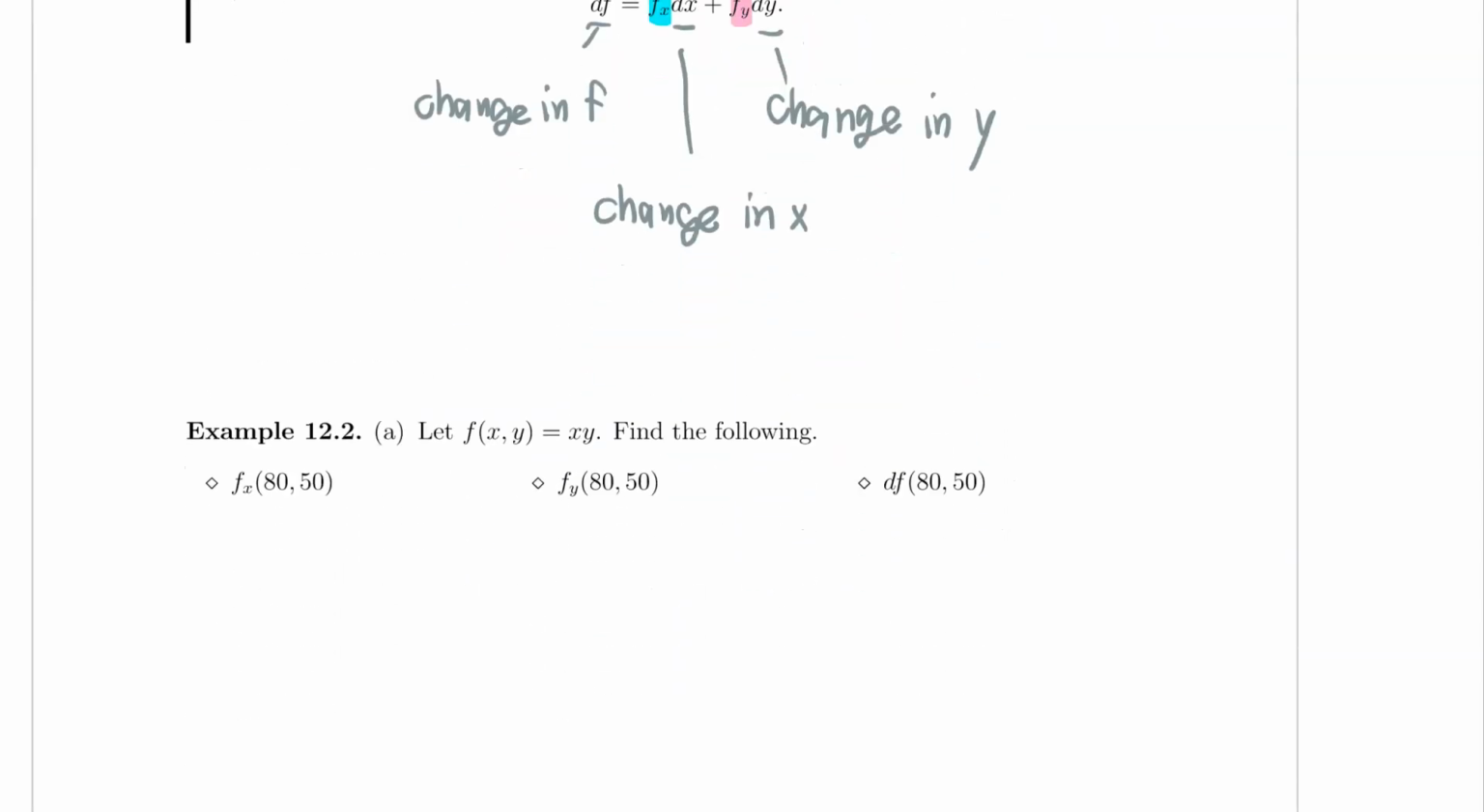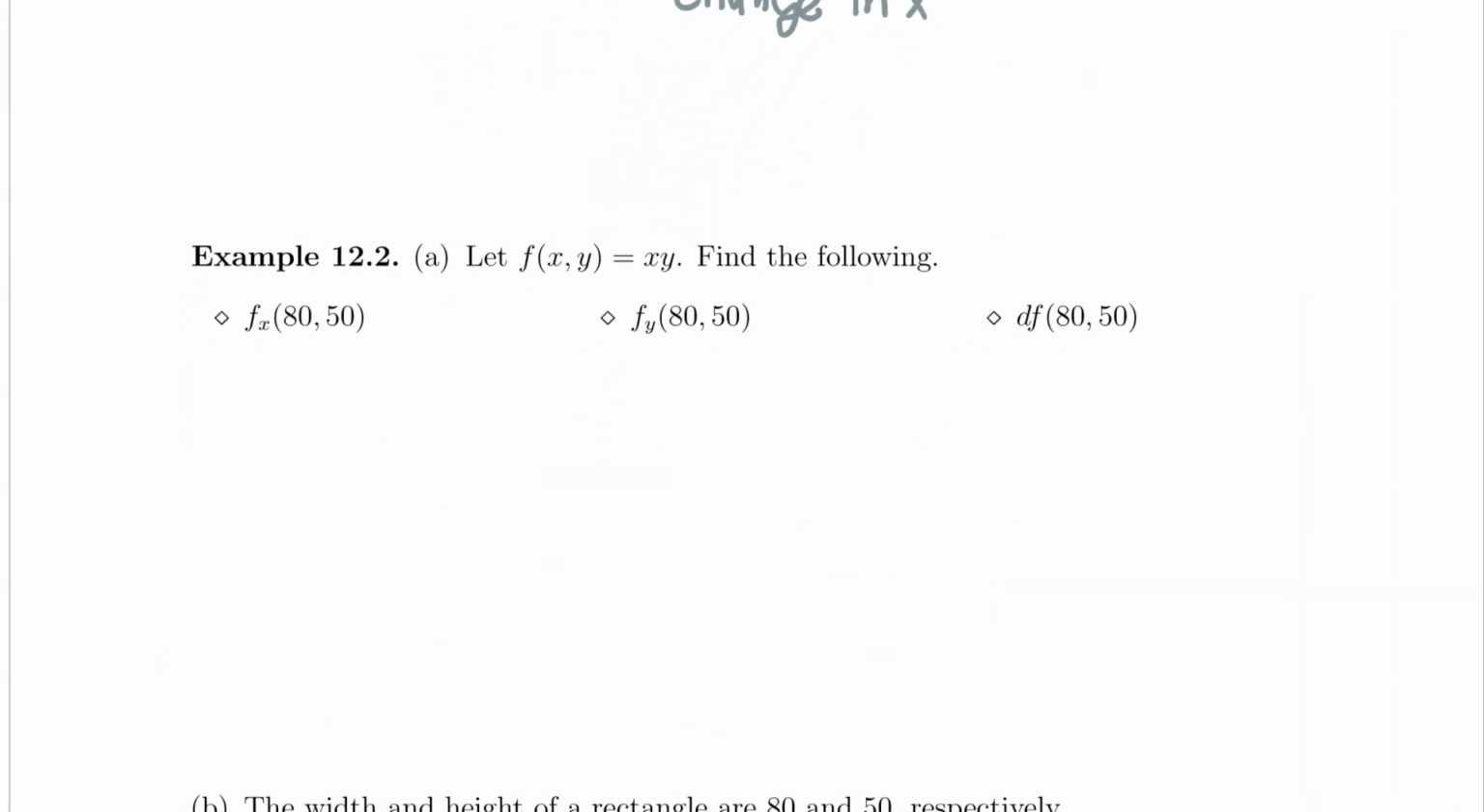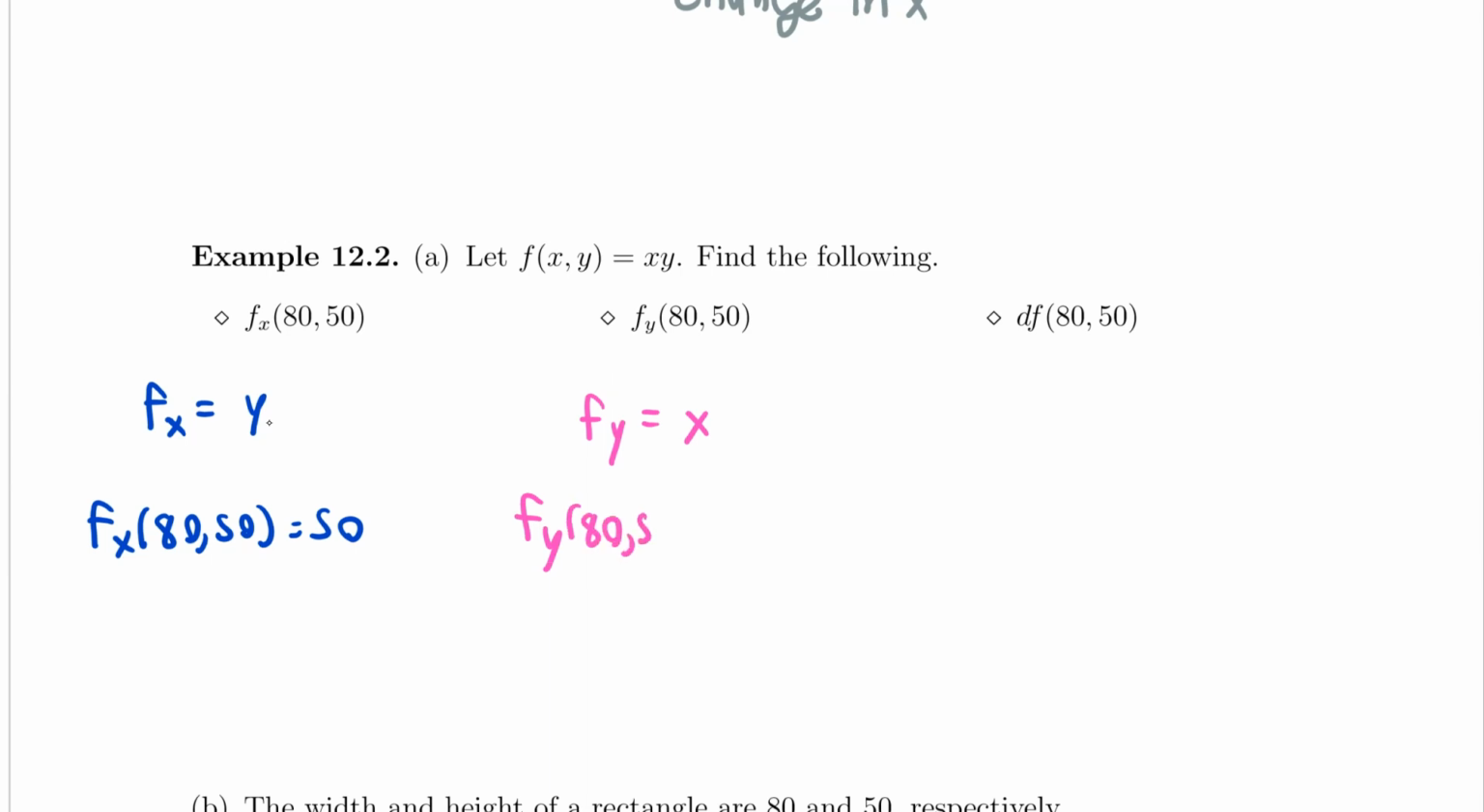So let's see what this means in this example here. Let's say my function is just x times y. Then I can find the derivative with respect to x, and that's going to be just y. So if I want to find f sub x of 80 and 50, I'm going to plug in 80 for x and 50 for y, so I'm going to just get 50 here. On the other hand, the derivative with respect to y is just x. So if I want to find f sub y of 80 and 50, I'm going to plug 80 in for x and 50 in for y, so I'm just going to get 80.